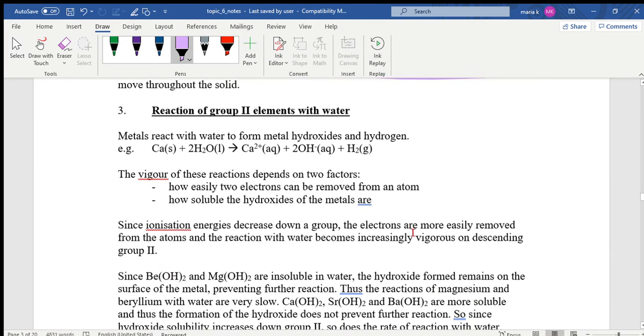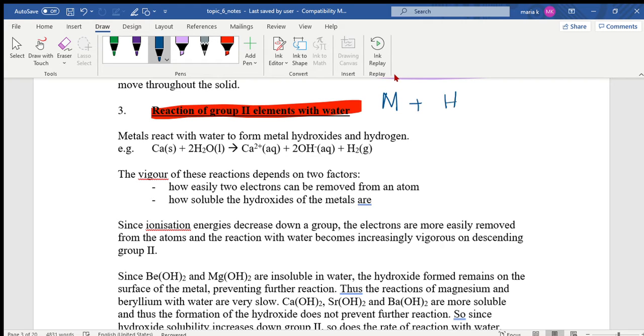Okay, so let us tackle this tricky part, which is the reaction of group 2 elements with water. M plus H2O. Now magnesium reacts with steam only. However, all the other group 2 elements, I believe, react with liquid water, and that gives the group 2 element hydroxide, M(OH)2, plus H2 gas. Okay, so there we go. That metal reacts with water to form hydrogen gas and that compound.